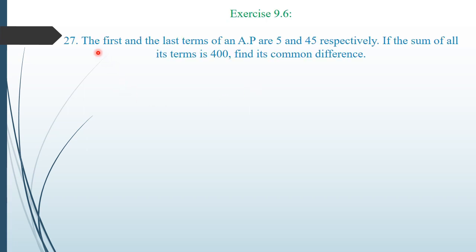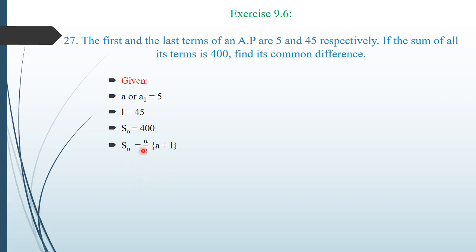Coming to the last question of this part of exercise 9.6, that is question number 27, which says the first and the last term of an AP are 5 and 45 respectively. If the sum of all its terms is 400, find its common difference. This question is exactly the same as the previous question, question number 26, just the numbers have been changed here. So the first term I'll note down as 5, the last term is 45, and the sum up to this last term from the first term is equal to 400.